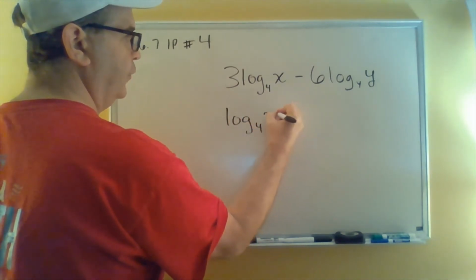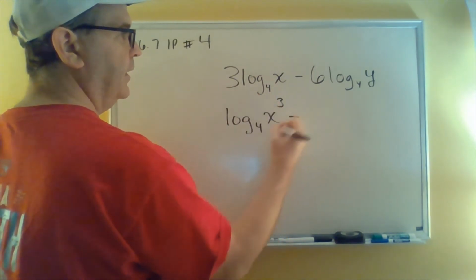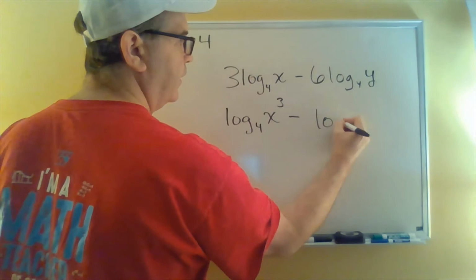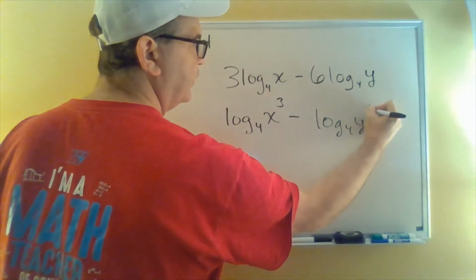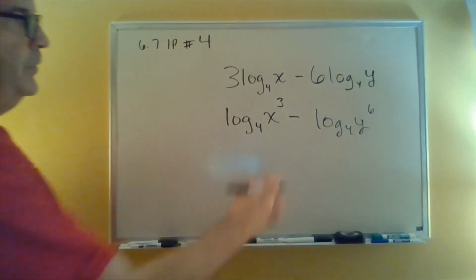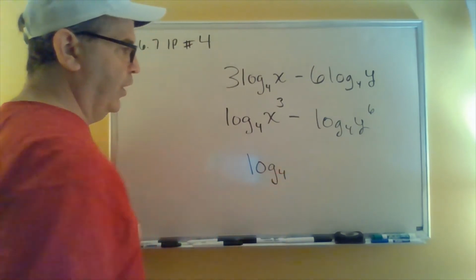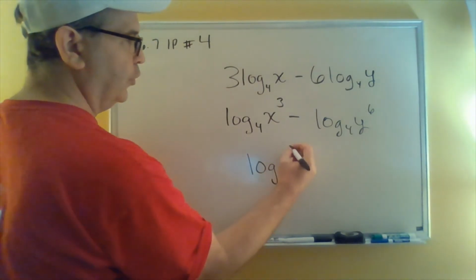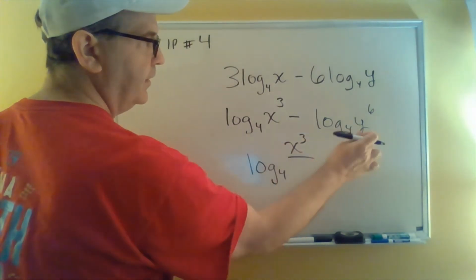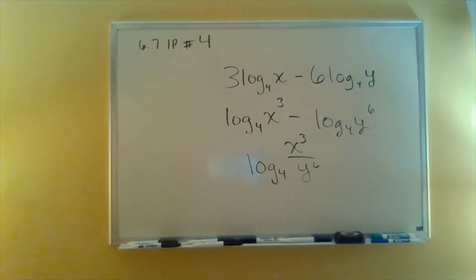I'll get log base 4 of x, moving that 3 from the coefficient spot into the exponent spot. And I'm going to subtract log base 4 of y to the 6th, moving that 6 in from the coefficient spot to the exponent spot. Now, because I have a subtraction sign, I'm going to use my quotient property. So I'll have log base 4. This first term is going to become my numerator, and the second term will become my denominator. So my answer is log base 4 of x to the 3rd power over y to the 6th power.